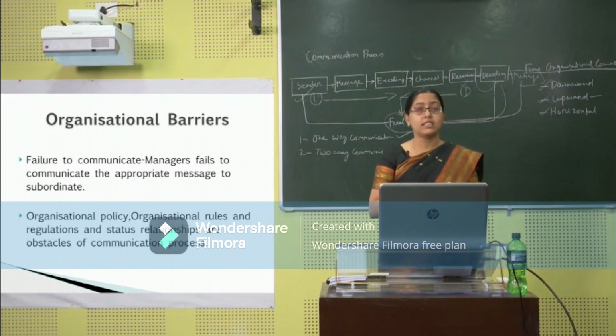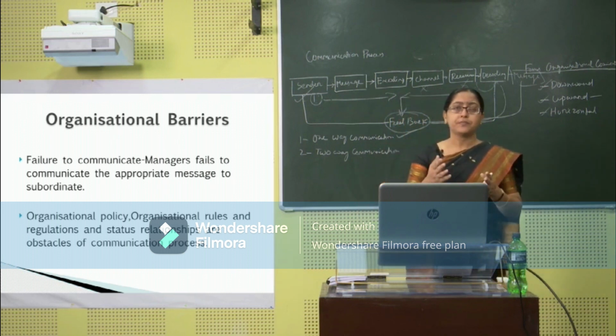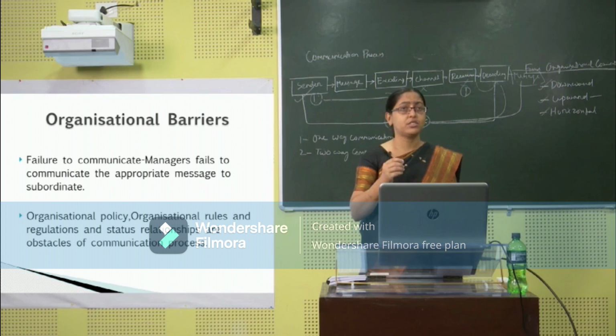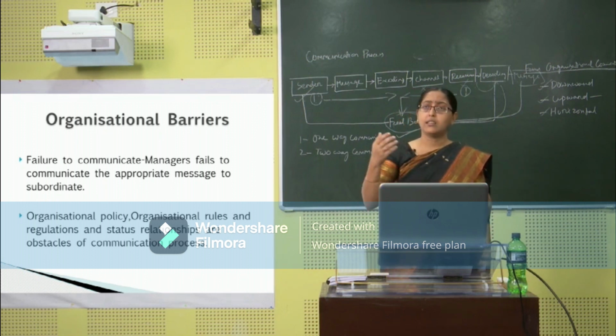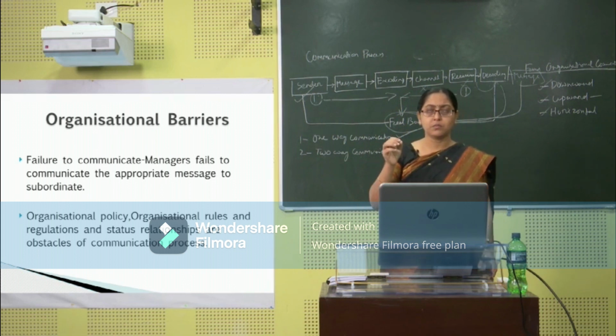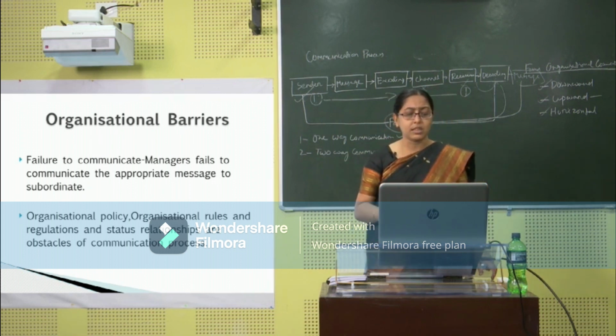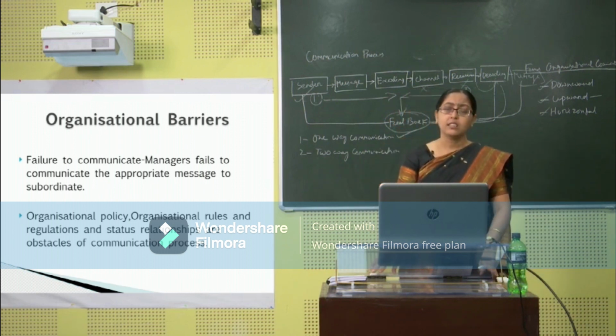Then coming to the organizational barriers. Besides this, the manager has to understand about these organizational barriers: what plays an important role in communicating with people, and what creates a barrier in communicating with people in the organizational environment. The first aspect is that the manager generally fails to communicate while the appropriate message for the subordinate is getting prepared. If the manager is not ready to pass on the message to the subordinate, then he generally fails to communicate this message.